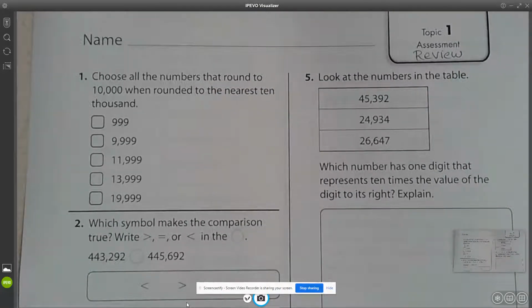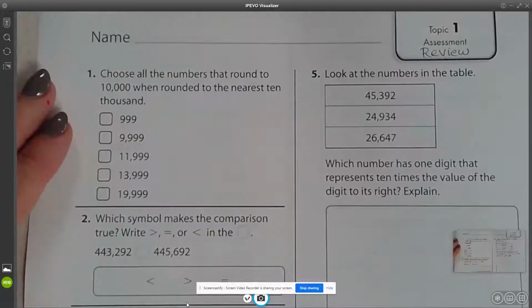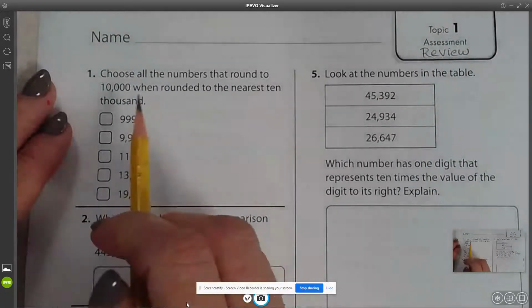Okay, so you should have done this in your online Realize book, and you could have actually written it directly on the page or written your answers in a notebook, whichever worked best for you. But I just want to go over it. If you have any questions, let me know.